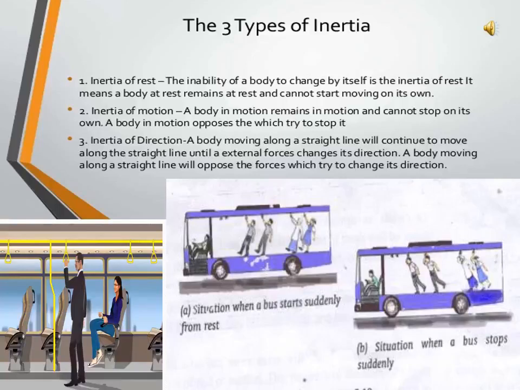Second one is inertia of motion. A body in motion remains in motion and cannot stop on its own. A body in motion opposes the forces which try to stop it. See the situation when a bus stops suddenly. And third one is inertia of direction. A body moving along a straight line will continue to move along the straight line until an external force changes its direction. A body moving along a straight line will oppose the forces which try to change its direction. And understand the situation I told in the earlier session, that is, when a bus is negotiating a right curved road.